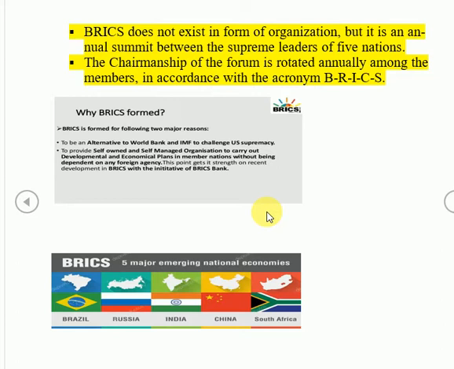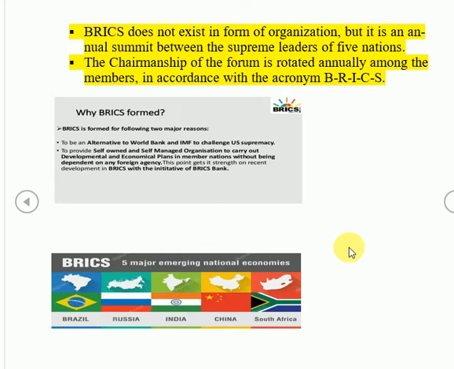At that time, the US seemed like a superpower. So, to counter the supremacy of the US and to find alternatives to the World Bank and the International Monetary Fund, this was the first reason.